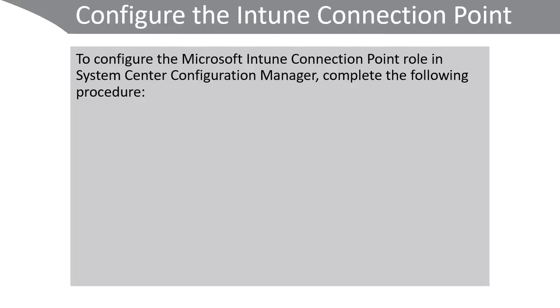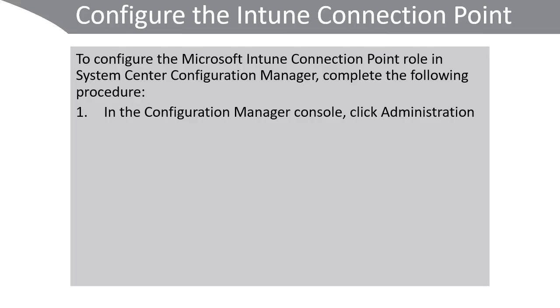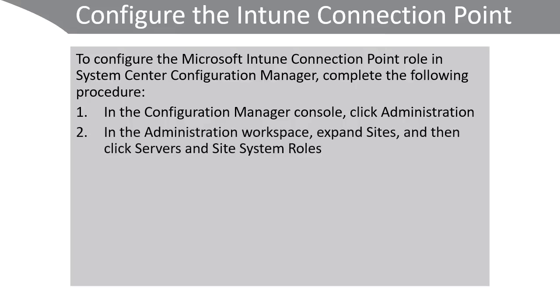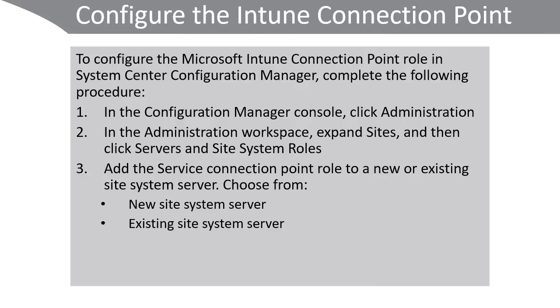To configure the Intune connection point, in System Center Configuration Manager, use the following procedure. First, in the Configuration Manager console, click Administration. In the Administration workspace, expand Sites and then click Servers and Site System Roles. Add the Service Connection Point role to a new or existing Site System Server. Choose from New Site System Server or Existing Site System Server.